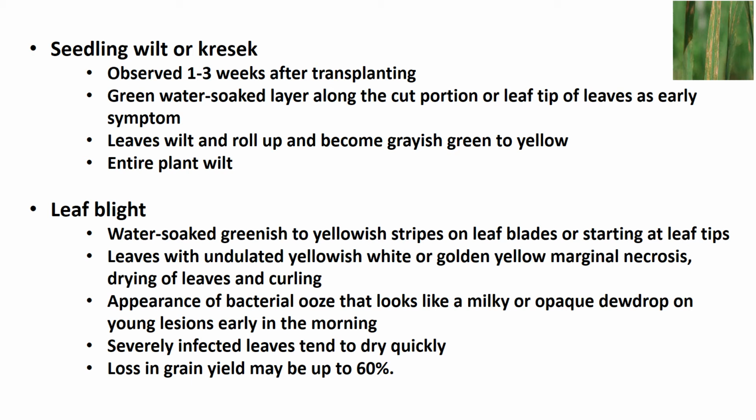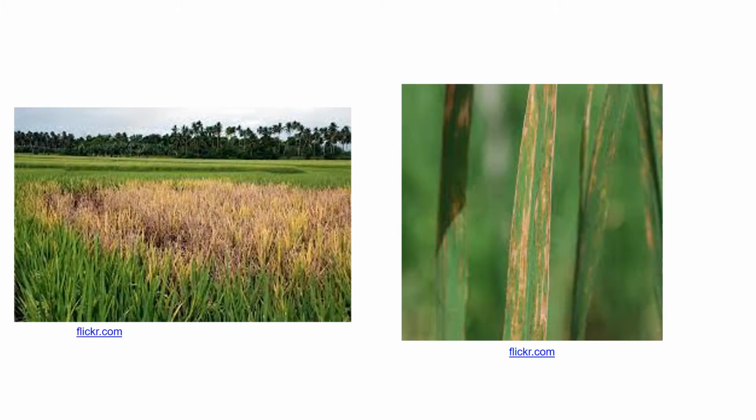Severely infected leaves will dry up, and this disease results in a loss in grain yield, generally up to 60 to 70%. So the disease in seedlings is known as seedling wilt or kresek. In more mature or bigger plants, the disease is known as leaf blight. So this is a paddy field affected by this particular disease, and this image shows a leaf affected by leaf blight.